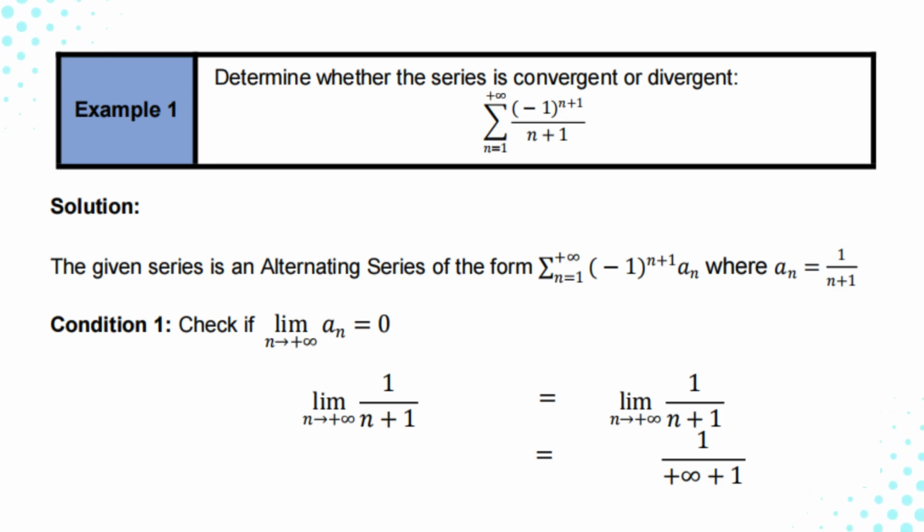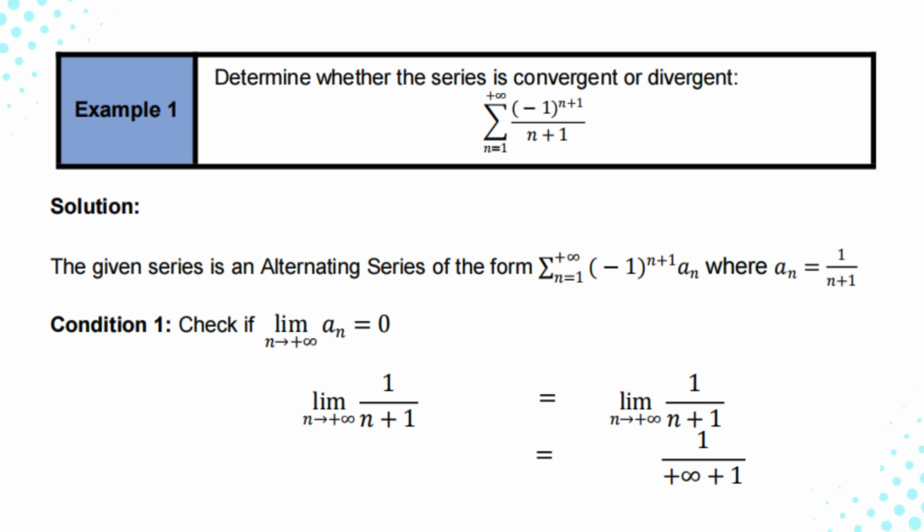We have here our example 1. Determine whether the series is convergent or divergent: the sum of (-1)^(n+1) over n+1 from n = 1 to infinity. So the given series is an alternating series of the form the sum of (-1)^(n+1) times a sub n from n = 1 to infinity, where a sub n is equal to 1 over n+1. For condition 1, let us check if the limit of a sub n as n approaches infinity is equal to 0.